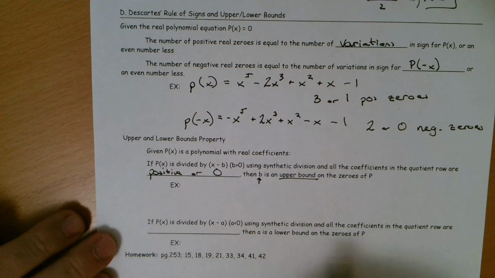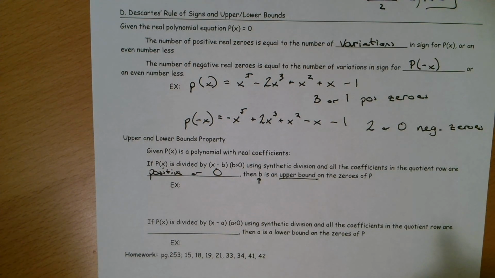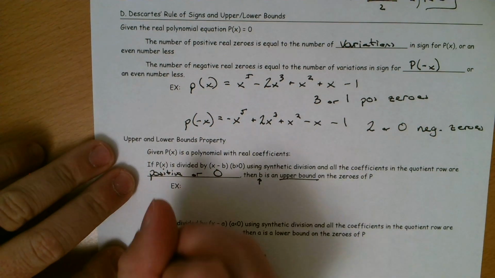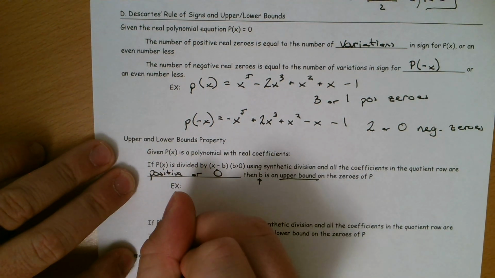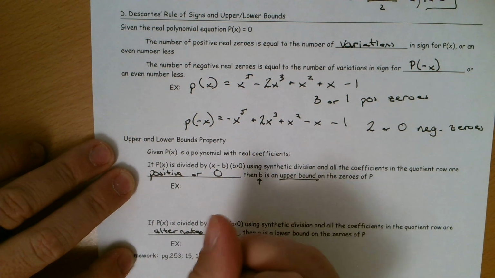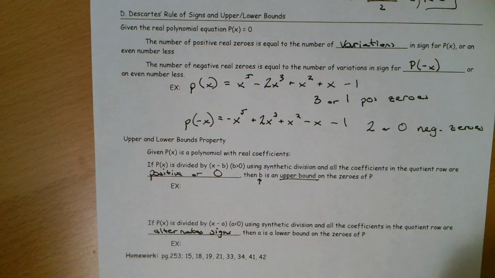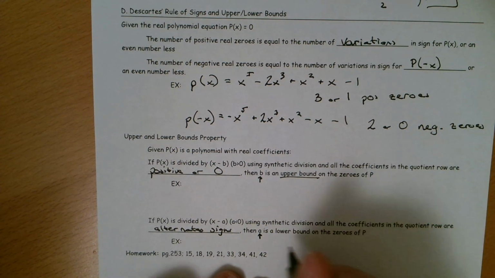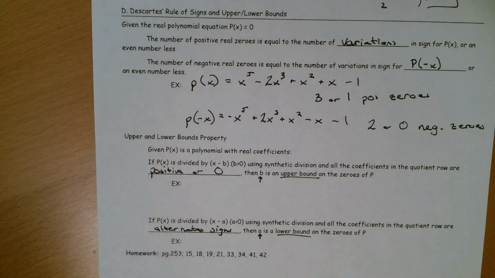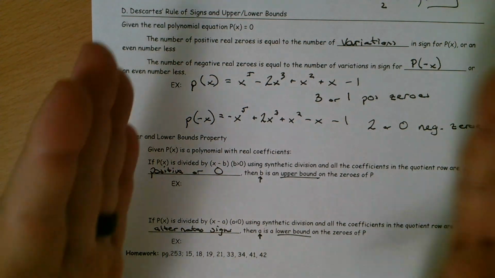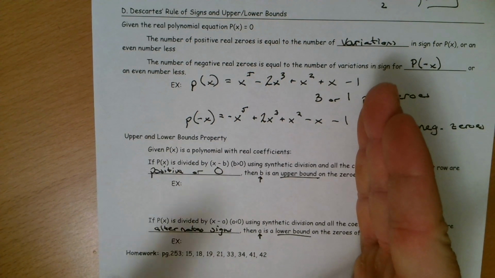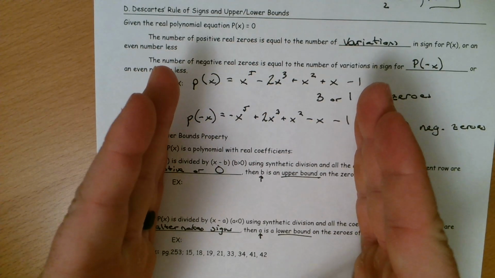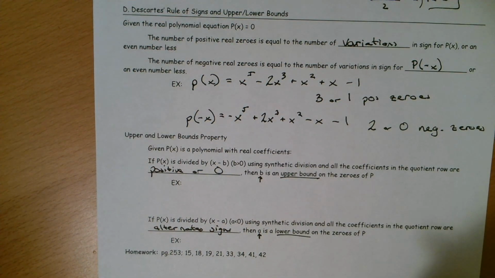If you do synthetic division and everything in the quotient row alternates signs, then you know that that value is a lower bound, meaning there's no x-intercepts less than that. Okay, so you can use this upper and lower bound to hone in and say there's nothing bigger than this, there's nothing smaller than this, so all of my zeros, you know how to count zeros, have to be between there and there. So we have all these tools that tell us where to find zeros.